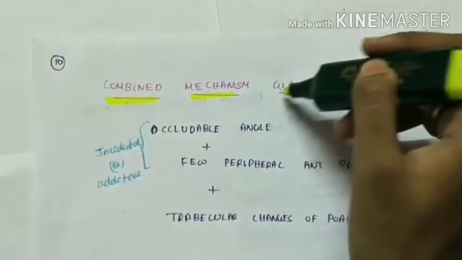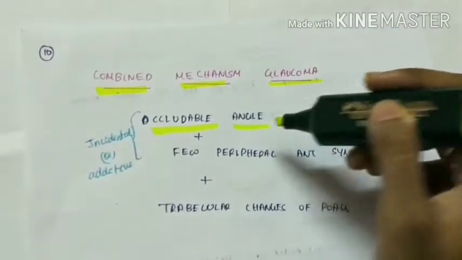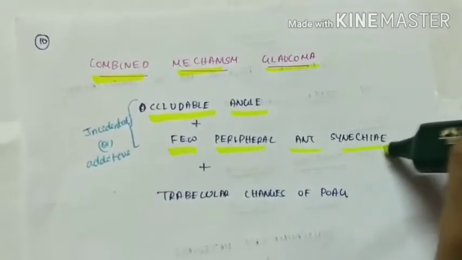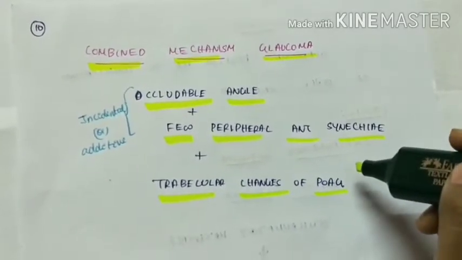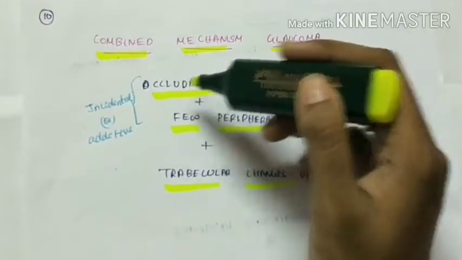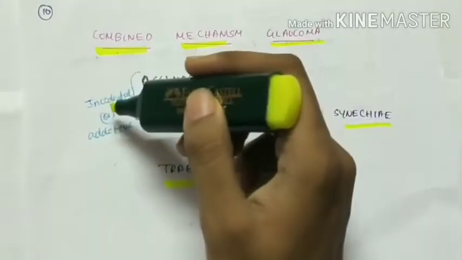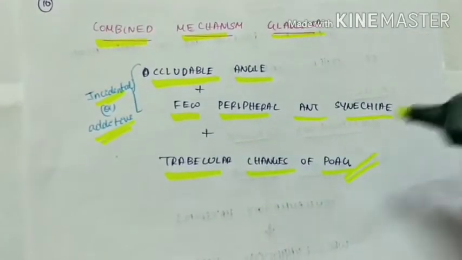And there is something called combined mechanism glaucoma. Here there is both an occludable angle present as well as a few peripheral anterior synechiae along with trabecular changes of primary open angle glaucoma. This is called combined mechanism glaucoma. This occludable angle and presence of few peripheral anterior synechiae are incidental findings or additive findings, whereas this is the main finding.